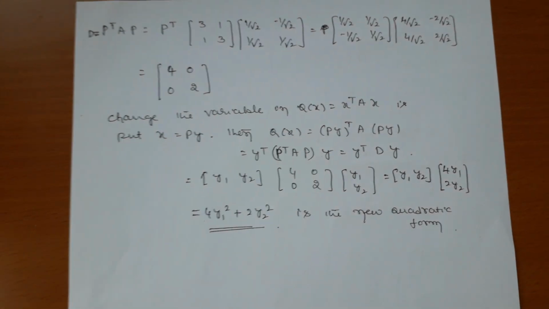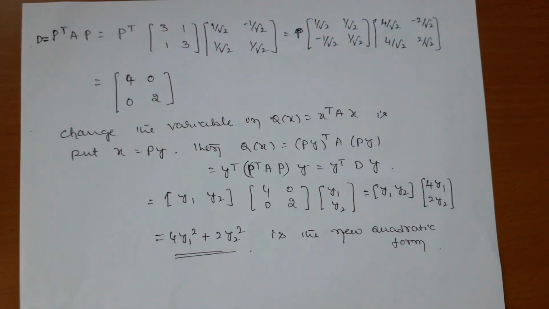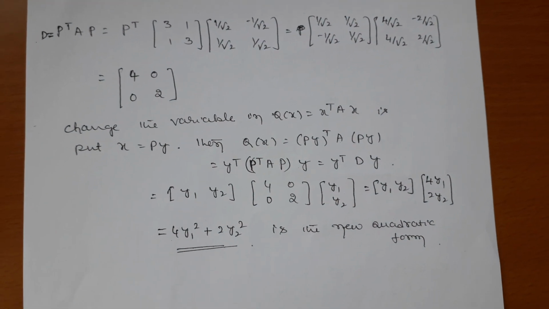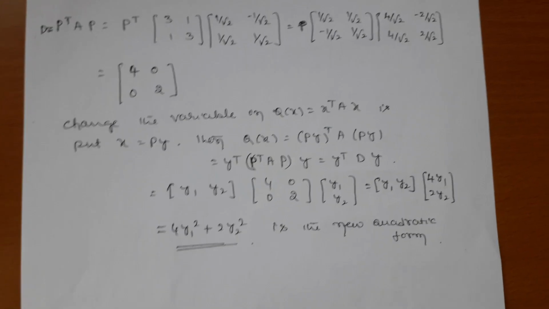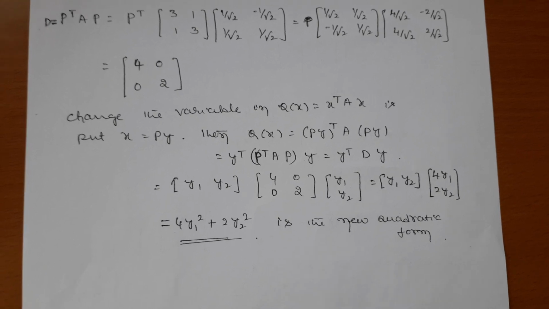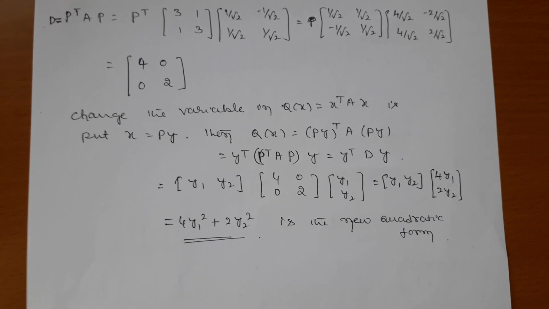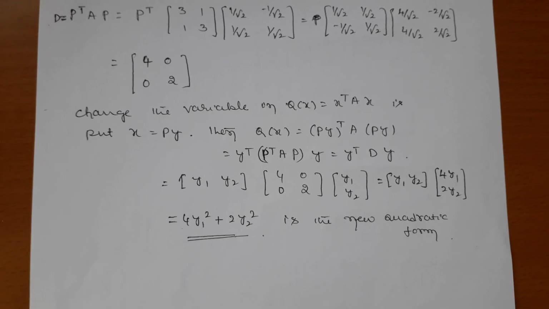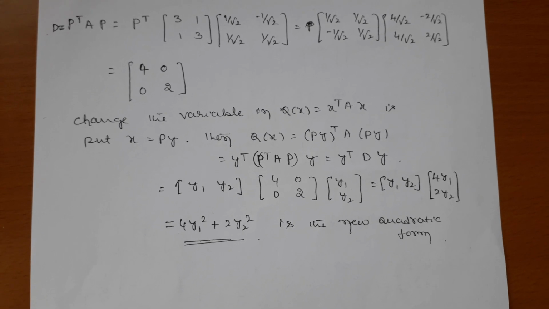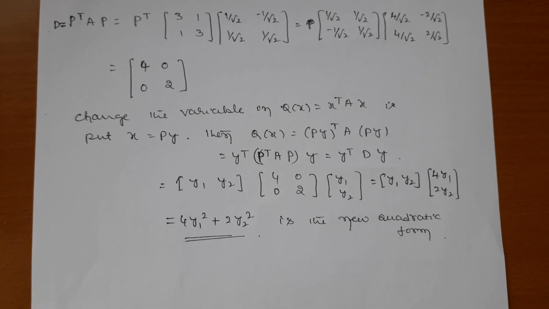Are you clear? I think it is clear based on these two problems: how to convert the given quadratic form into a new quadratic form without any cross product terms. The given quadratic form basically has a cross product term. How do we eliminate it, to rewrite the quadratic form without cross product terms? That's the thing: it is the same as diagonalization.